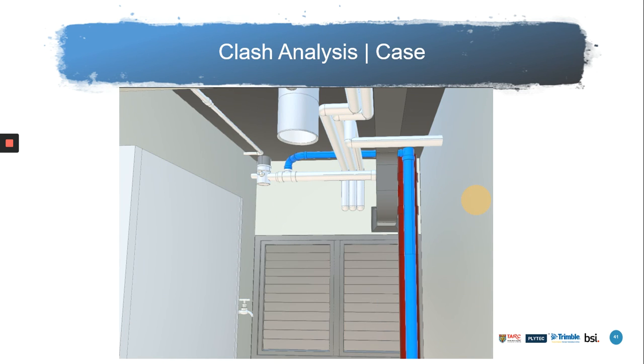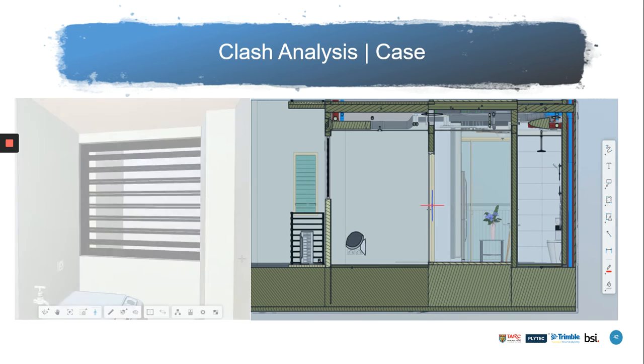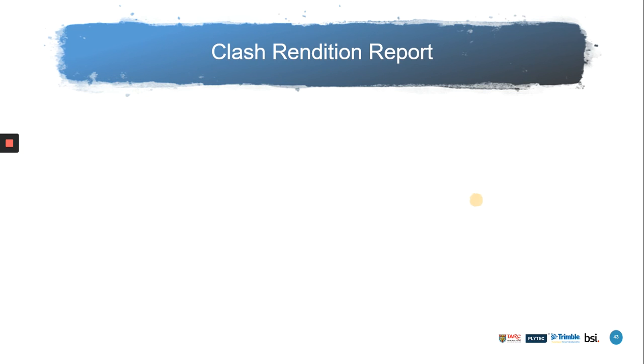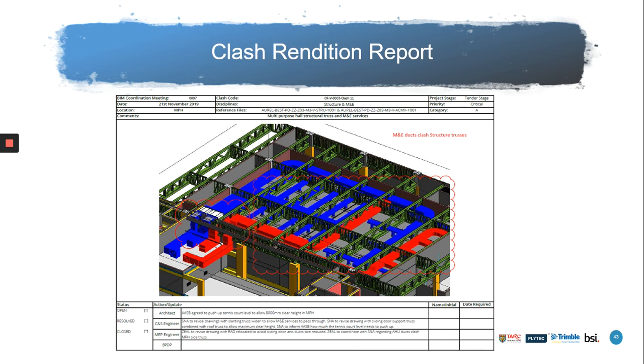More on the clash detection side, it will be highlighted up. So at the end of it, you'll be able to generate a clash rendition report. In this case, this is the clash rendition report. The architect and all the parties have to agree on what they should do to solve this clash problem.